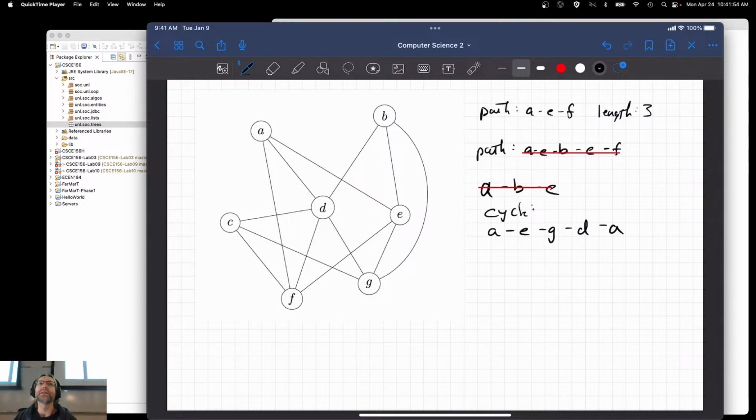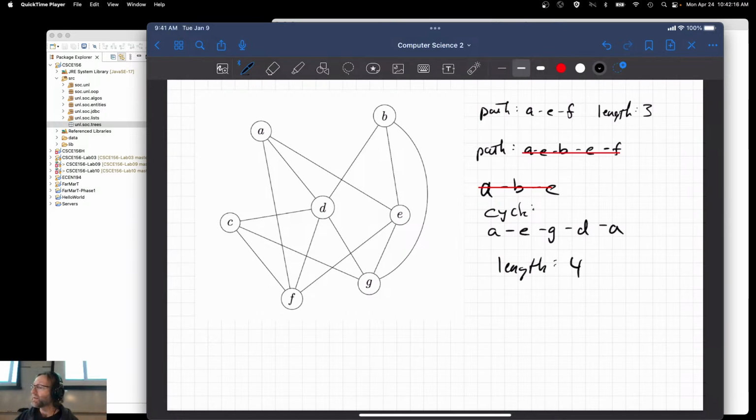What is the length of this cycle? Careful. A to E to G to D to back to A. How many edges did I traverse? 4. How many unique vertices, how many unique nodes were in there? 4. So the length of this is going to be 4.